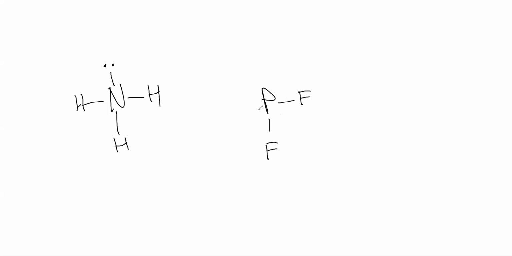I'm going to draw out 2 more structures, and I want you to classify them as being polar and non-polar. One of them is going to be ammonia, NH3. The other one is going to be phosphorus, PF5. Oh, sorry, that's not phosphorus, it's phosphorus pentafluoride. So I want you to decide whether you think that's polar or non-polar for each of those.